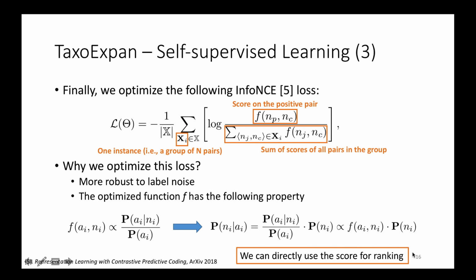Since the prior of the query concept is the same across all candidate anchors, ranking all anchor concepts based on their posterior probability is the same as ranking those anchor concepts based on their matching degree with the query. And therefore, at inference time, given a new concept, you can simply calculate the matching degrees of all existing concepts in the taxonomy with this new concept, and then select the concept with the largest matching degree as this new query concept's parent. So that is a pretty nice property.